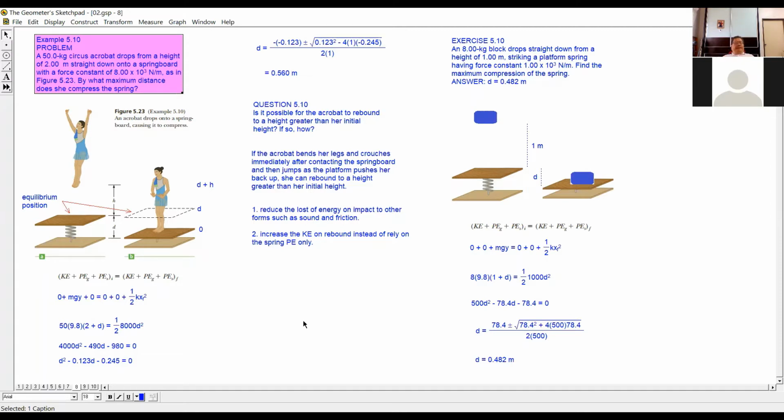A 50 kg circus acrobat drops from a height of 2 meters straight down onto a springboard with a force constant of 8 times 10 to the power 3 Newton per meter, as in figure 5.23. By what maximum distance does she compress the spring? Okay, right.